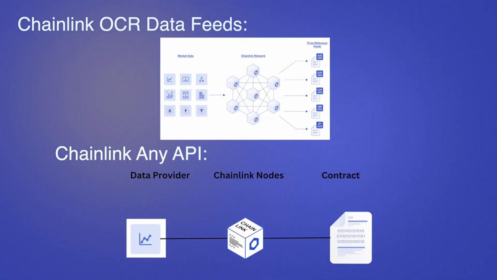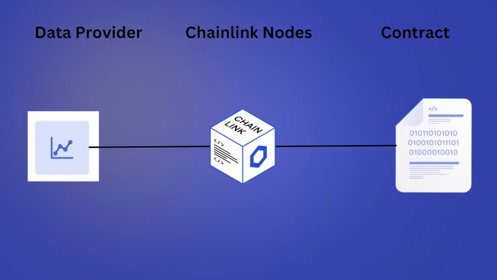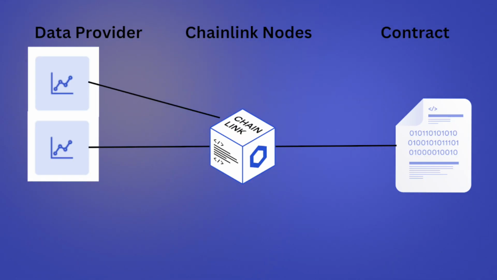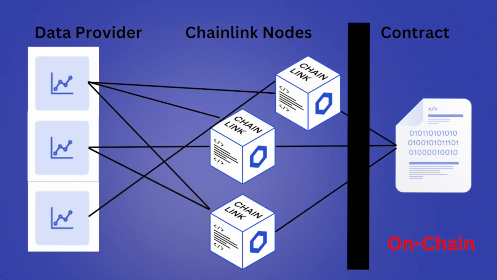Let's put these two architectures side by side though. Do you see the difference? With this Any API setup, we'd have a single node and a single data provider. Centralized alert, centralized alert. So as a developer, it was on you to select many node operators with this method, find many data providers, and have them aggregate the data on chain.